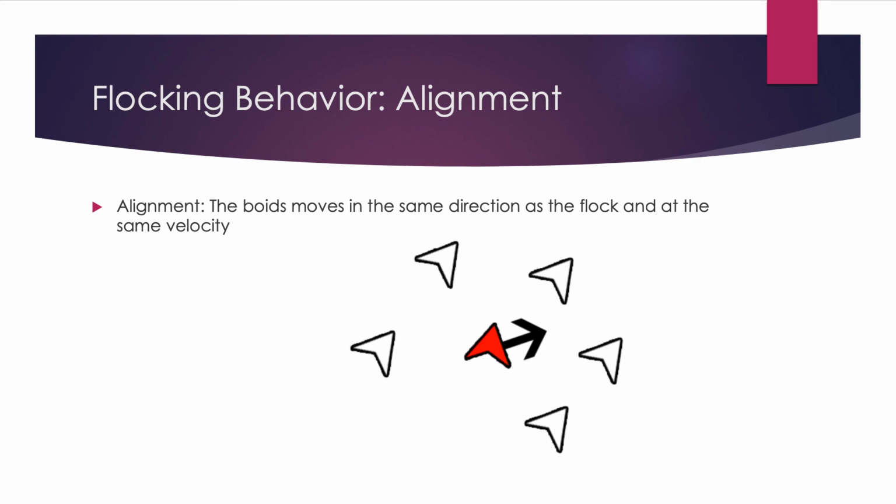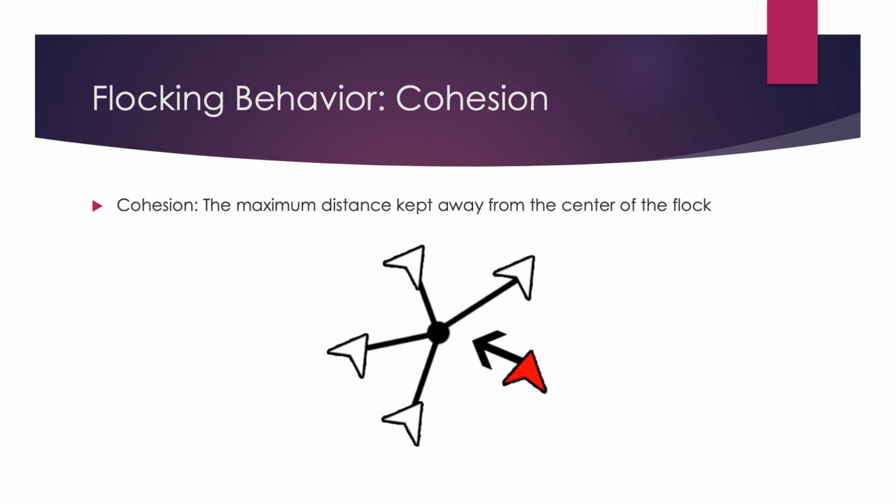Lastly, we have cohesion. Basically, the maximum distance kept away from the center of the flock. You want to have a center dot to make sure that there's a little bit of space between all the boids so that you don't, like I said, have collision and it looks more normal.